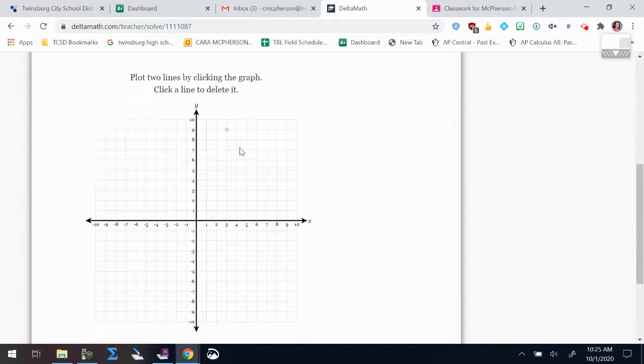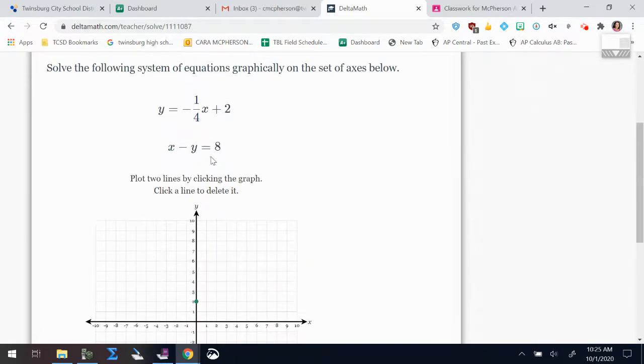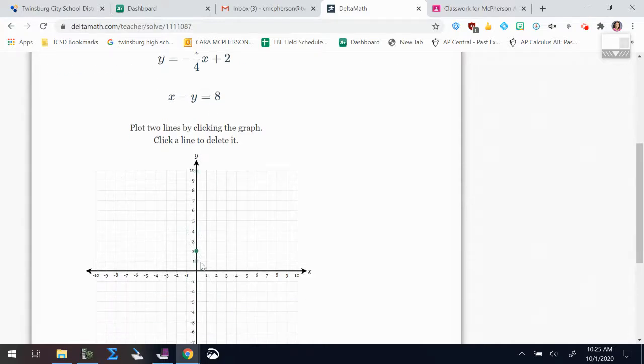If it's in slope-intercept form, we're going to go to this y-intercept, which is 2, put a point. And then my slope is -1/4, so down 1, right 4. Make sure it is sloping downward, which it is.